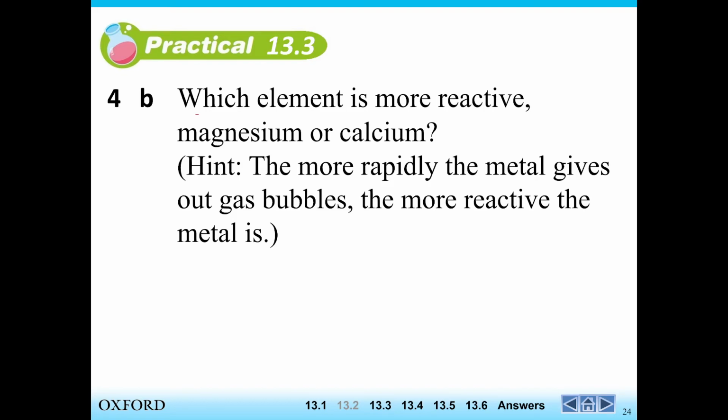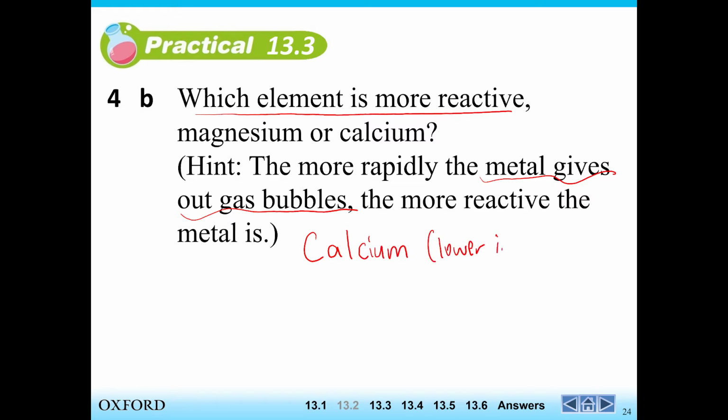Like this question is asking which element is more reactive, is it magnesium or calcium? And the hint they're giving you is the metal that gives off more gas bubbles, that means more hydrogen, would be more reactive. Then obviously, it would be calcium because it is lower in the group, and thus it is more reactive. Now I'll repeat again, this lower in the group thing is only for metals, only for group 1, group 2.